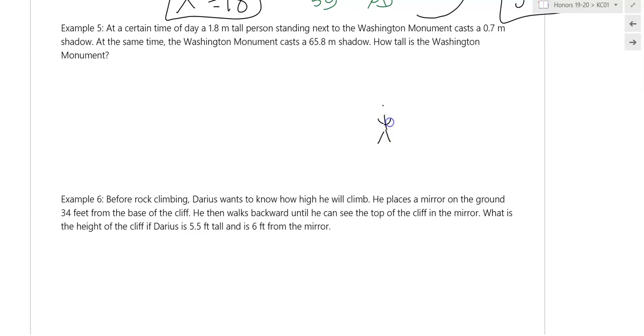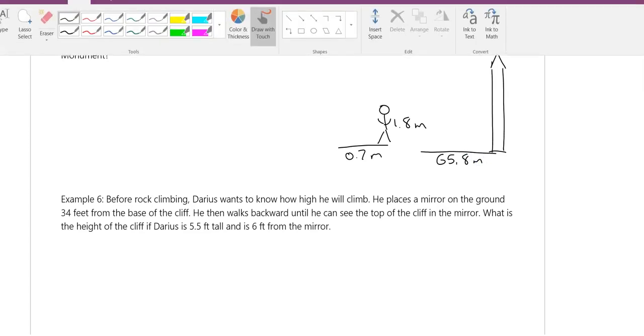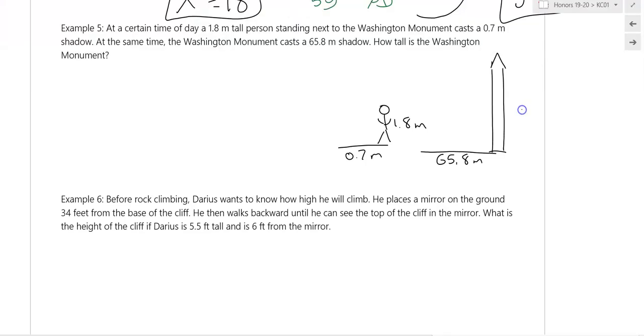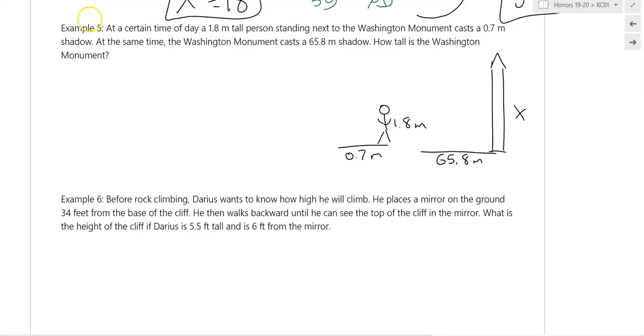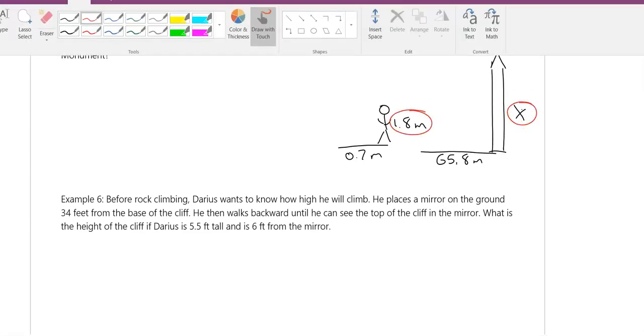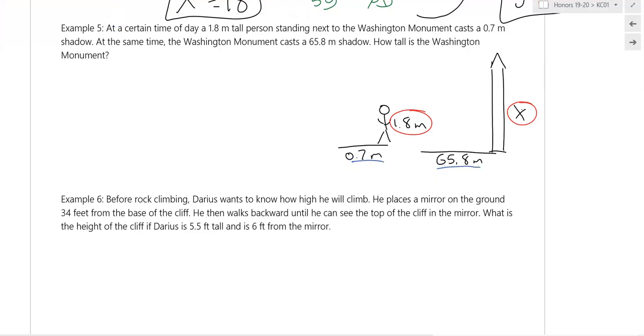So here's my person. Here's the Washington Monument. So my person is 1.8 meters tall and has a shadow of 0.7 meters. Now we know the Washington Monument casts a shadow that is 65.8 meters. How tall is the Washington Monument? So that's where my x is going to go. Okay. Well, these are both heights, and these are both shadows, so they go together.